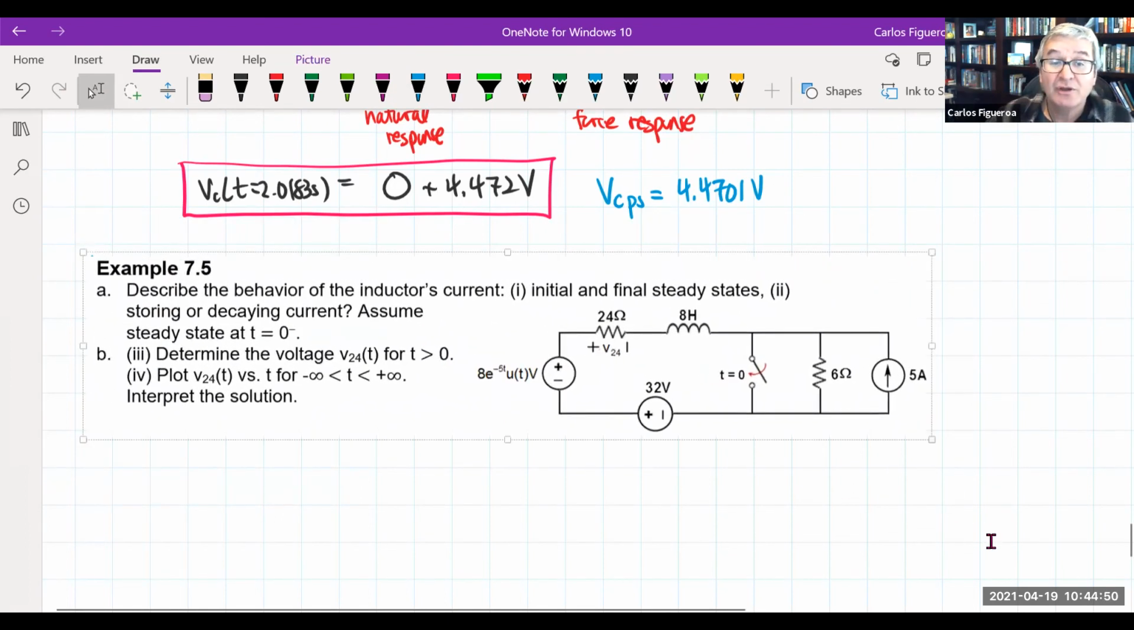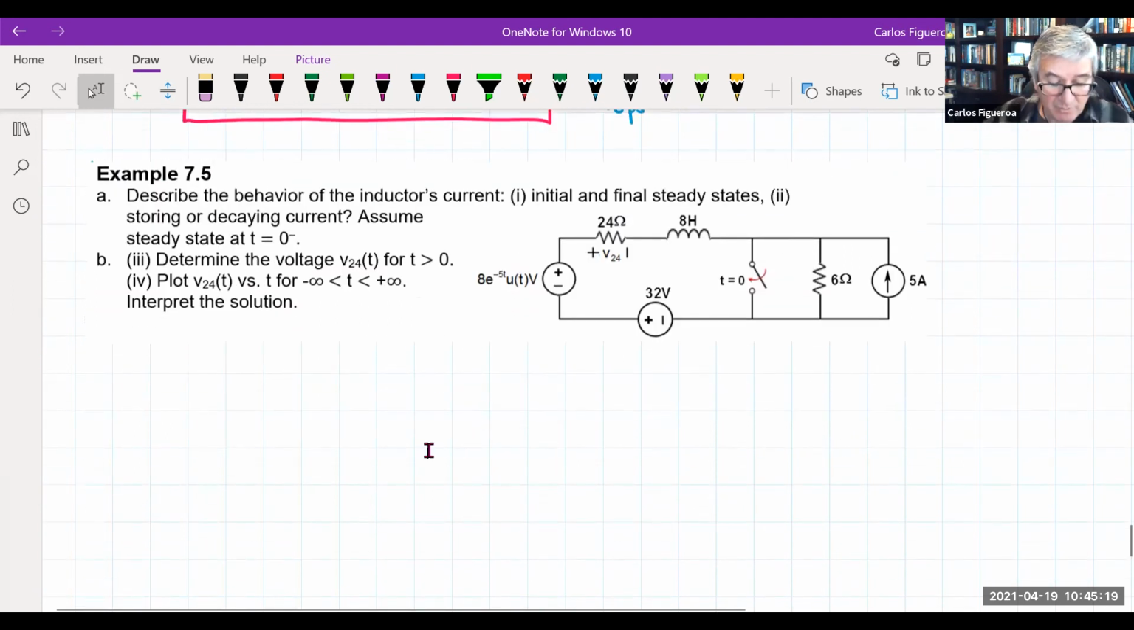And note, no initial condition. That means you've got to go in and solve for that initial condition. So there's already a complexity here. And note that this does not ask for the current of the inductor. It wants the voltage of the 24 ohm resistor. So there's a lot more work involved here. So let's go do it.